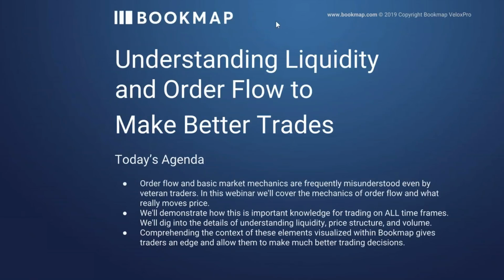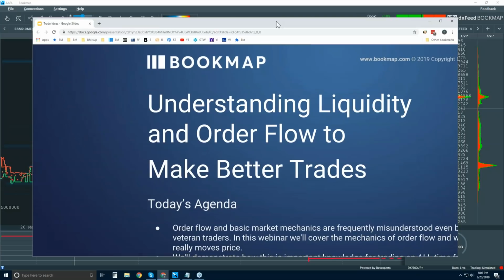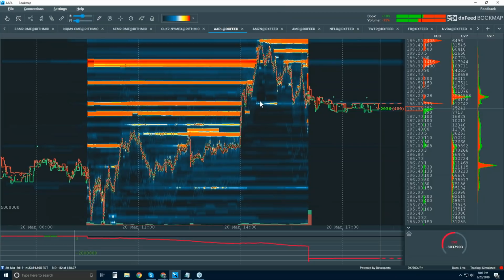All right, well, let's jump in and take a look at today's action. This is Bookmap here. We'll look at a handful of stocks. This is what I have open from today: Apple, Amazon, AMD, Netflix, Twitter, Facebook, NVIDIA, and JP Morgan.